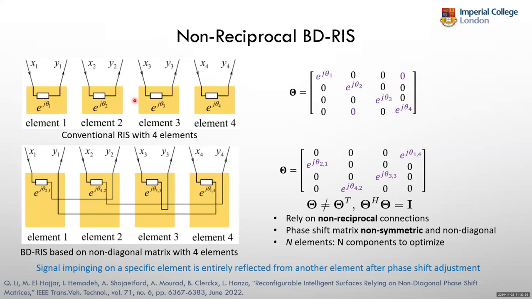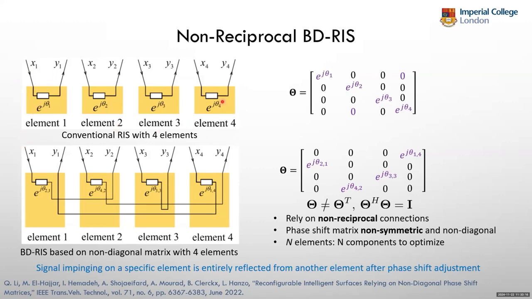Now, there is one more thing I want to talk about before I conclude. I mentioned at the very beginning that we have a symmetry constraint in this RIS, and this is to enable a reciprocal circuit, which is simpler to implement. But BD-RIS can also enable you non-reciprocal surfaces. And this is an example of such a non-reciprocal surface.